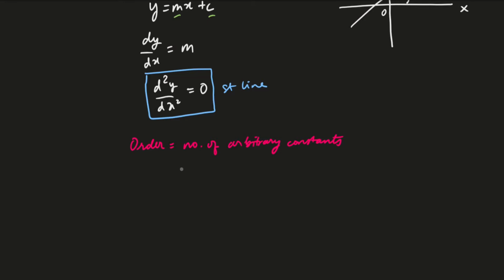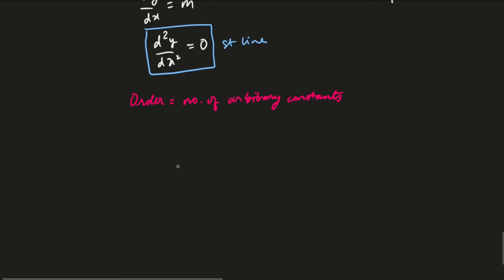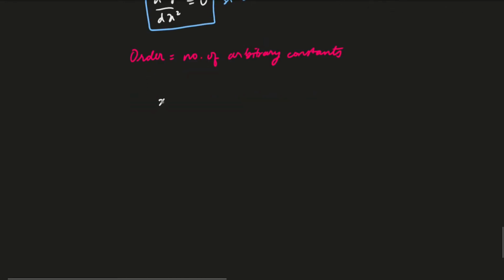For now, let us find the differential equation for ellipses. The equation for an ellipse is x squared over a squared plus y squared over b squared is equal to 1.